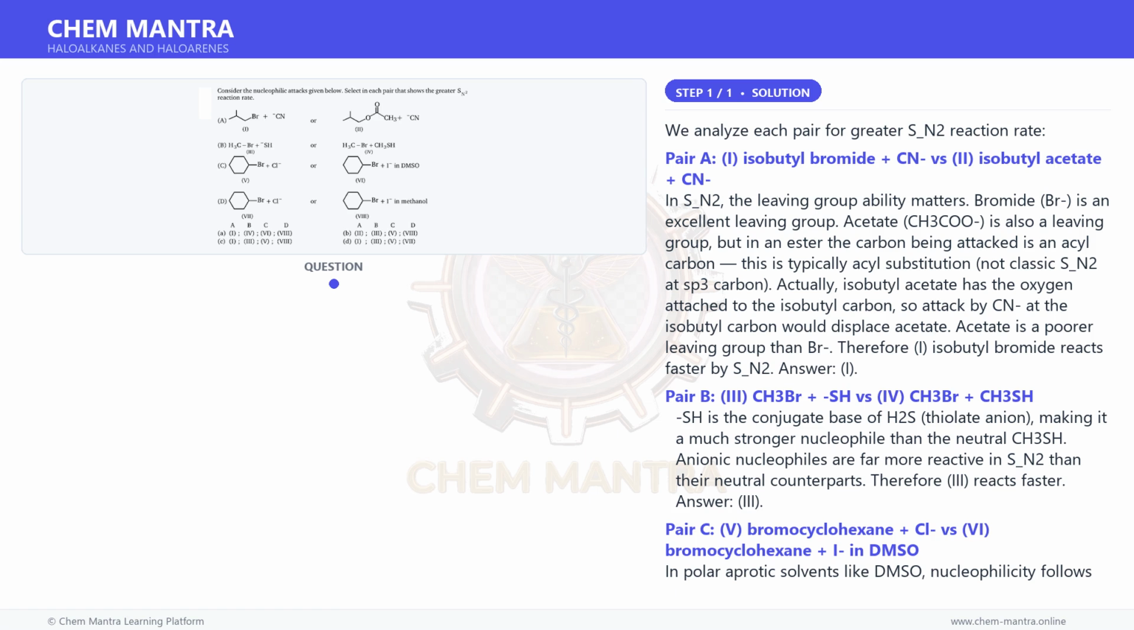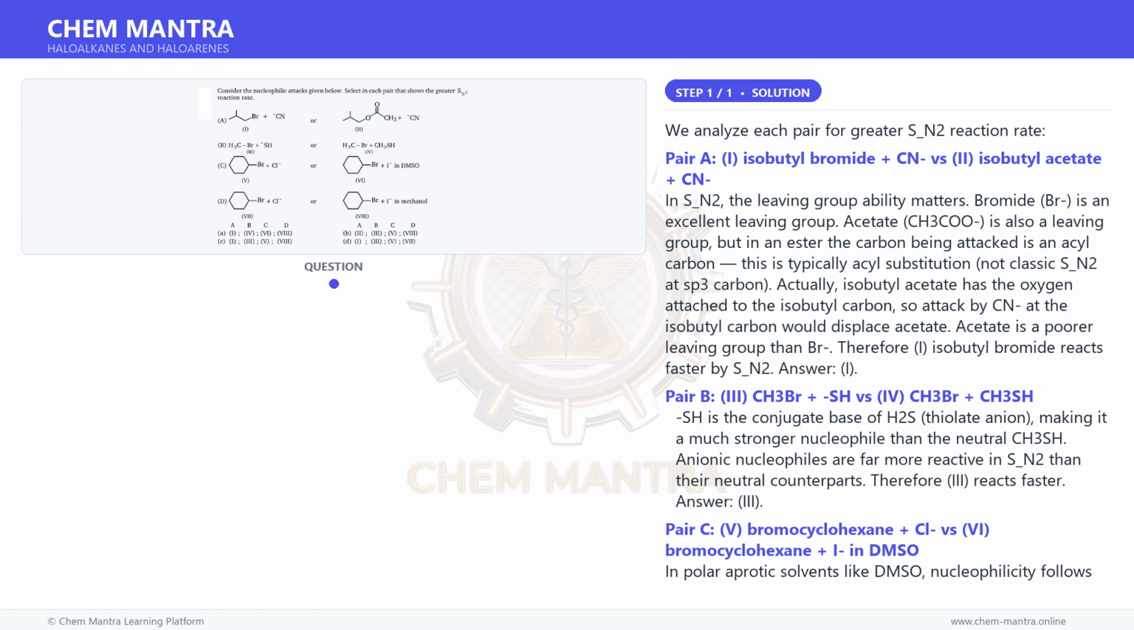SH- is the conjugate base of H2S, a thiolate anion, making it a much stronger nucleophile than the neutral CH3SH. Anionic nucleophiles are far more reactive in SN2 than their neutral counterparts. Therefore, 3 reacts faster. Answer: 3.